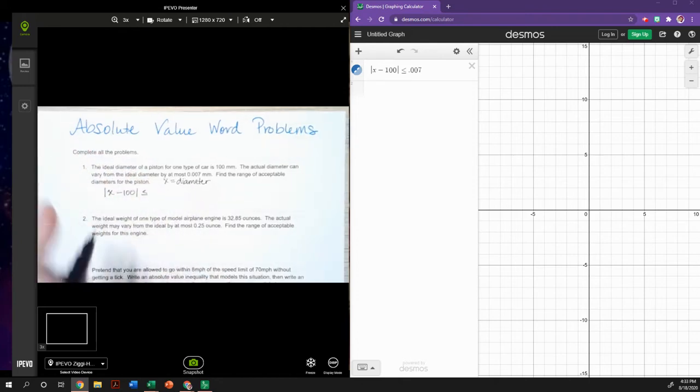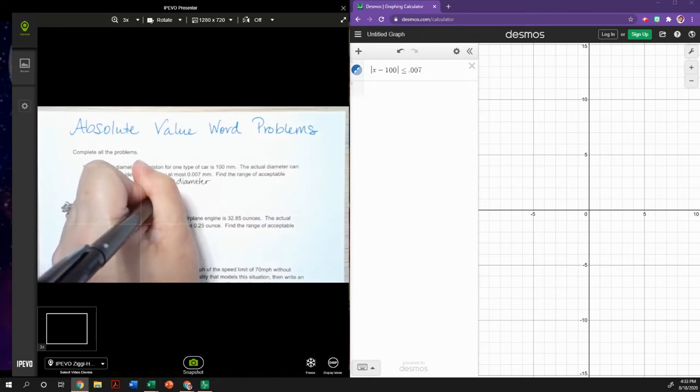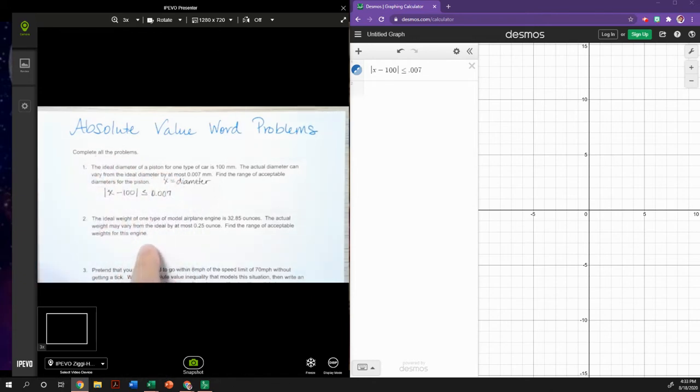less than or equal to 0.007. So that's saying at most. That means you can be this measurement or less. If it's 0.008, we've gone over the acceptable limit. So we have the absolute value of x minus 100. We want to know if that's less than or equal to 0.007. And if it is, then it's within our acceptable range of diameters.